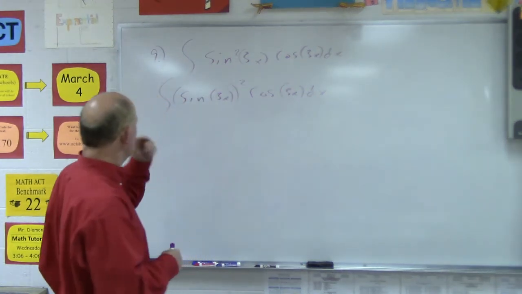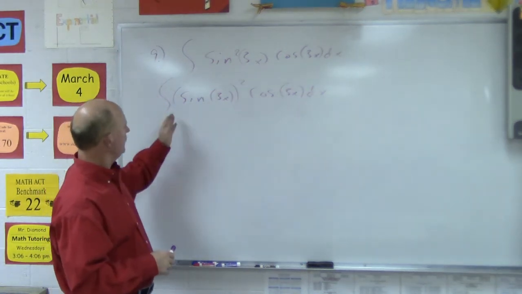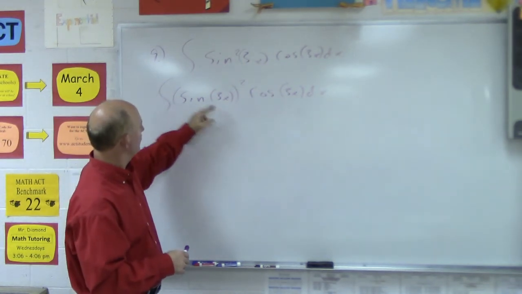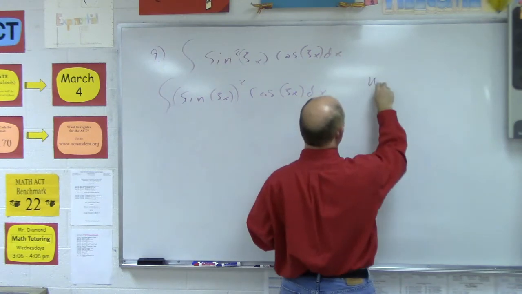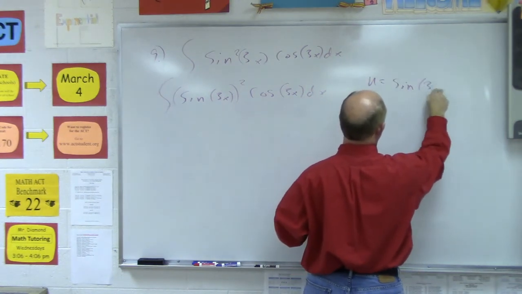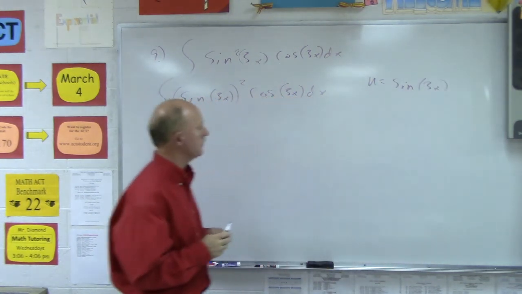Now what I'm going to do, let's start off with the inside part here, sine 3x. Let's set that equal to u. We'll do u equals sine quantity 3x. All right, so we'll try this right here.